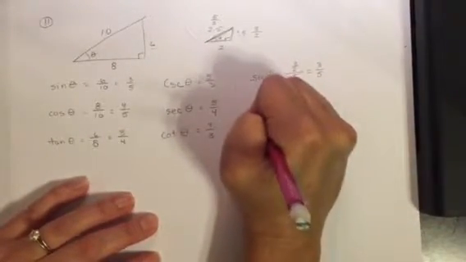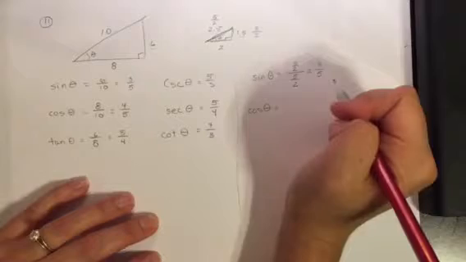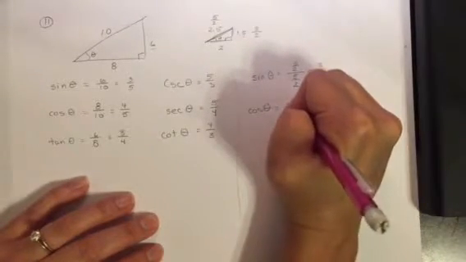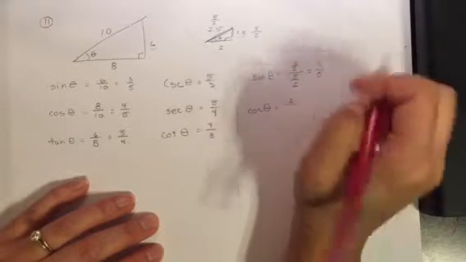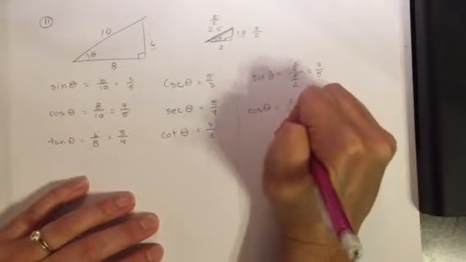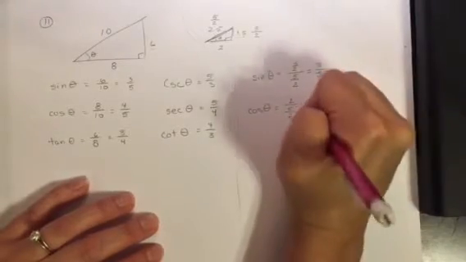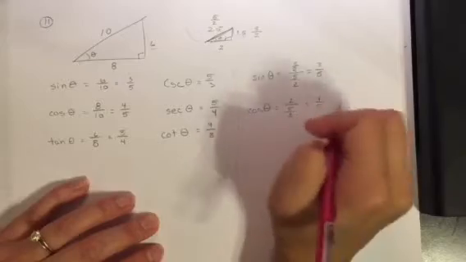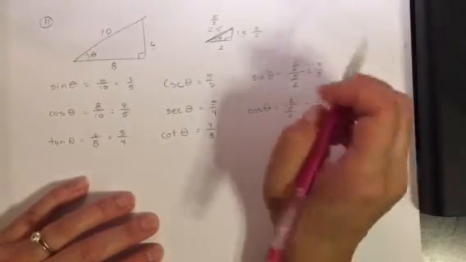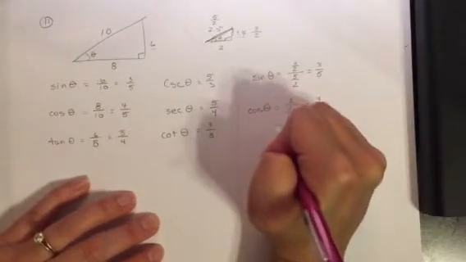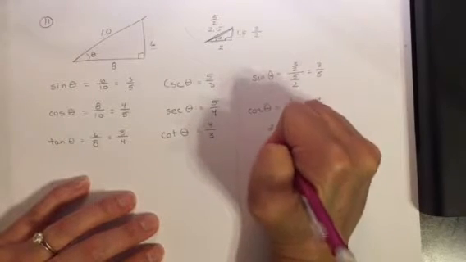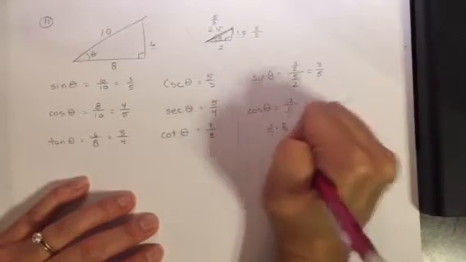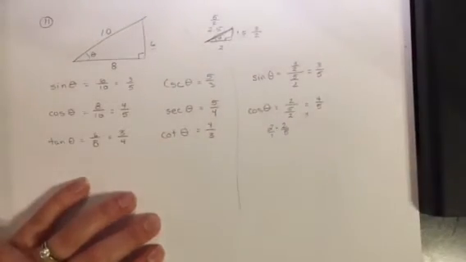Then we have cosine of theta, which is adjacent over hypotenuse. So adjacent is 2, hypotenuse is 5/2, and that then reduces to 4/5. If that's a little bit confusing because of the fraction over a fraction, you can remember you can always multiply and flip. So 2 times 2 over 5, and then that's where we get that 4/5.